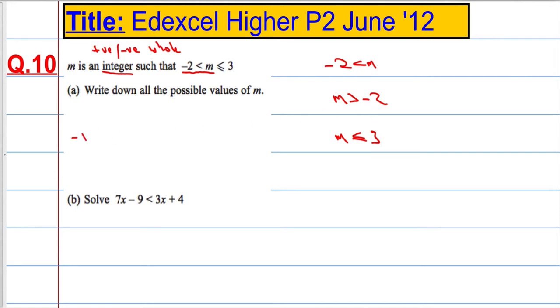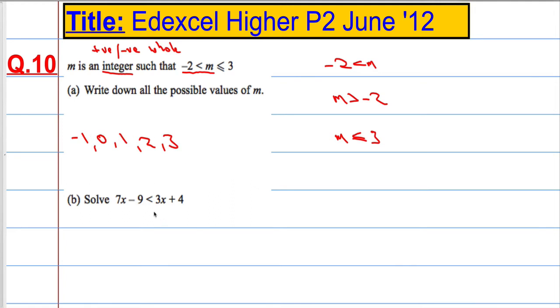It could be -1, 0, 1, 2, and less than or equal to 3. So up as far as 3. So it could take all these different values.